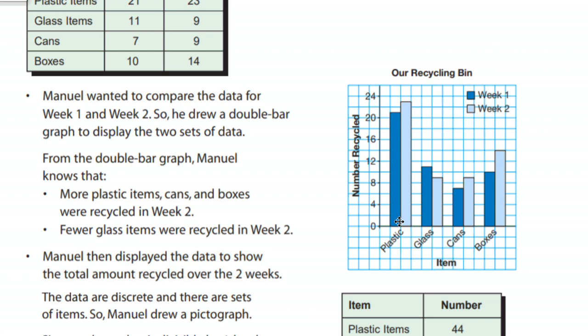the dark blue represents week 1 and the light blue represents week 2. And we put them beside each other under the category of plastic, so that when we look at them side by side, we can tell which one is higher. It makes a good comparison between different sets of data.